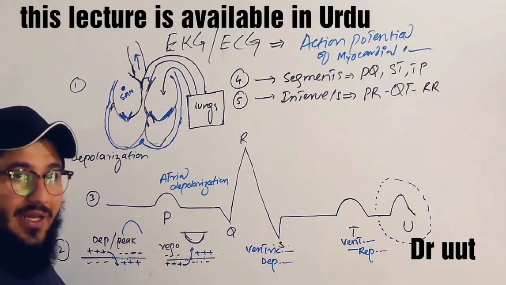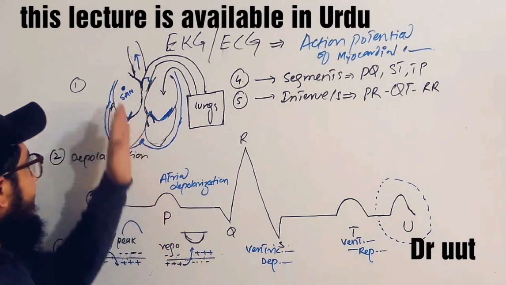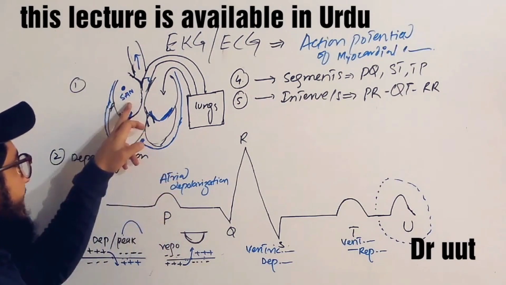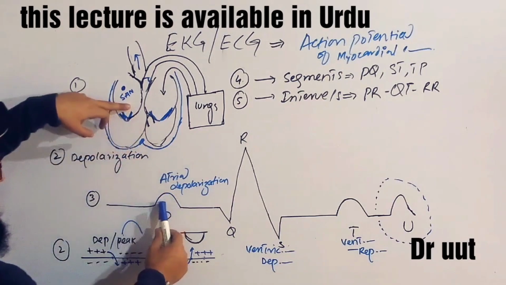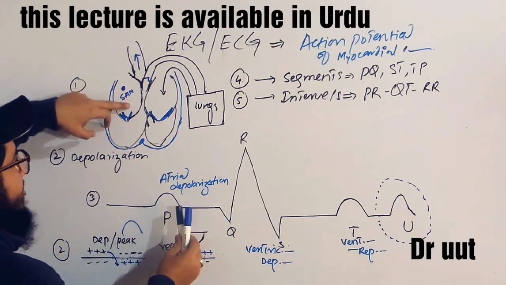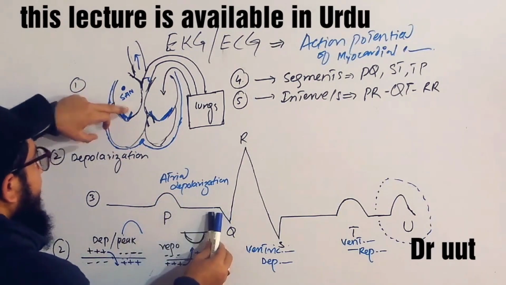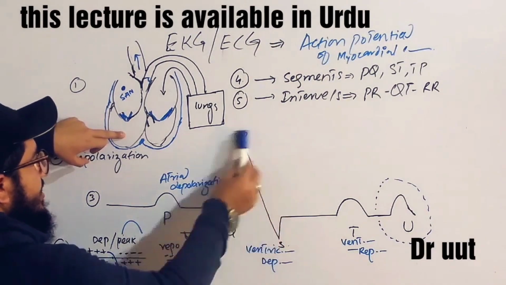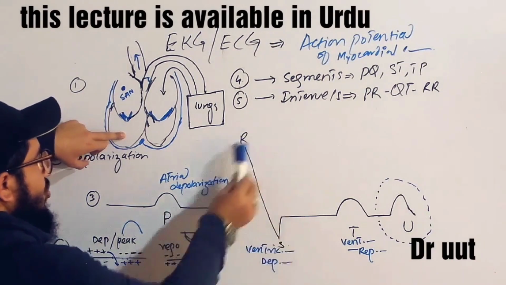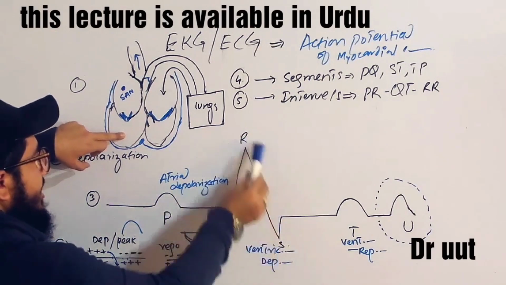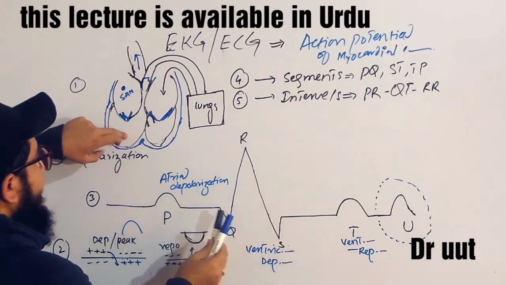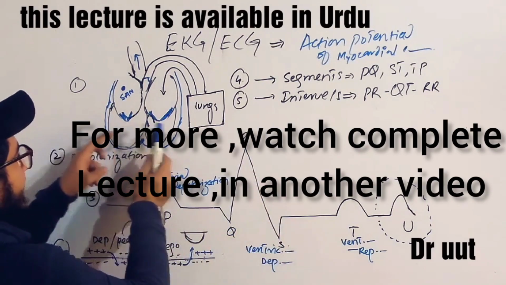So what will happen next is that, first of all, the atria contract, meaning depolarization happened. So this peak represents the atrial depolarization, and atrial repolarization is a bit hidden here, and the ventricular depolarization is what this QRS complex is showing. QRS stands for the ventricular depolarization. So when the ventricles depolarize, they will contract.